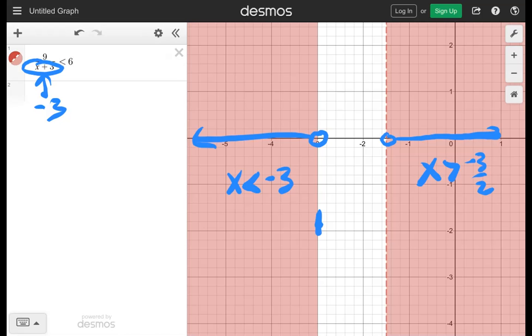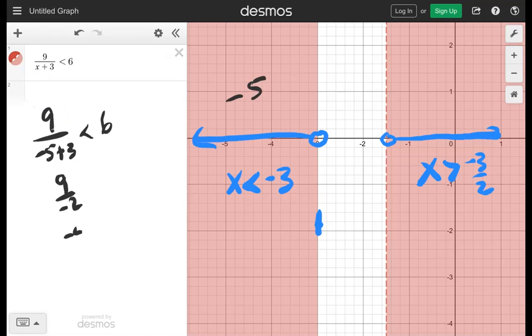Now let's take a minute to check things. Give me a number that's less than negative 3. Right? Negative 5. Is 9 over negative 5 plus 3 less than 6? Well, that's going to be what? 9 over negative 2, that's negative 4.5. Is that less than 6? Yeah, it is.